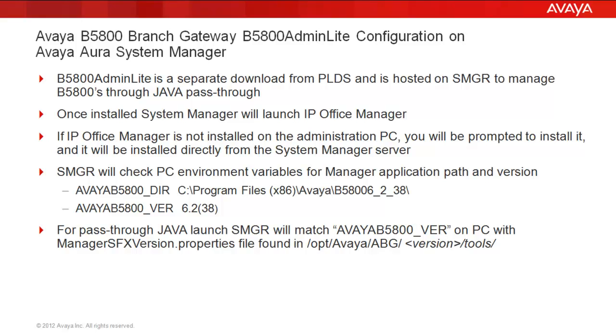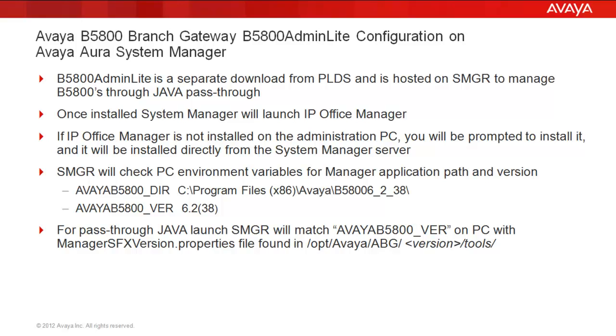B5800AdminLite is a separate executable download from the Avaya PLDs site and is then hosted on System Manager. Once installed, System Manager will check versioning and then launch the local PC IP Office Manager. If IP Office Manager is not installed on the administration PC, you will be prompted to install it. That's where B5800AdminLite is then installed directly from the System Manager server to the administration PC through download and subsequent installation.